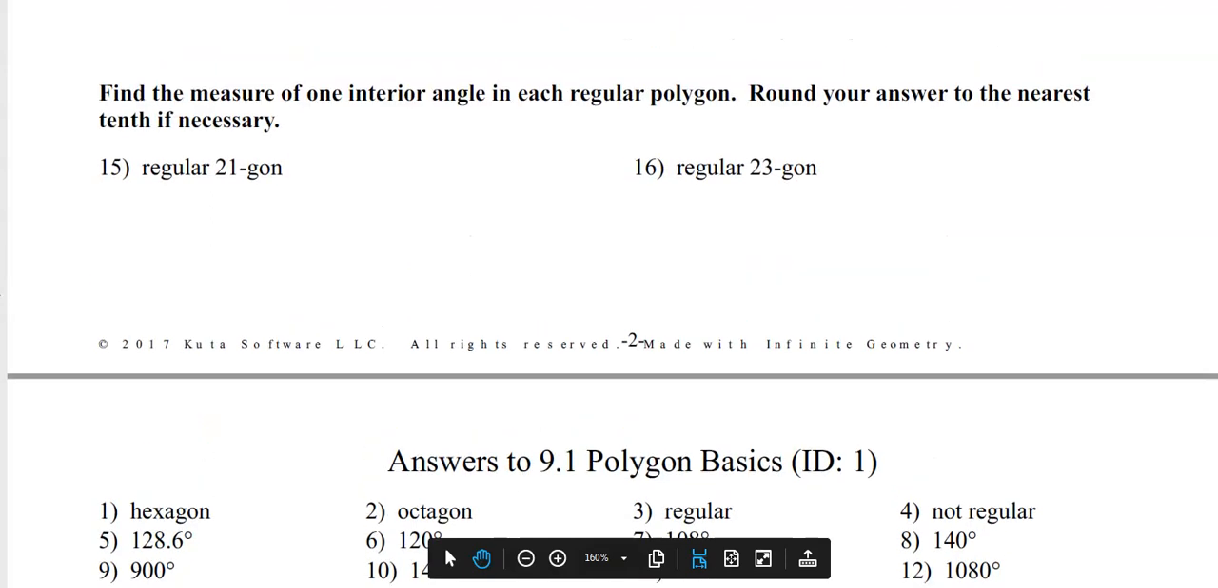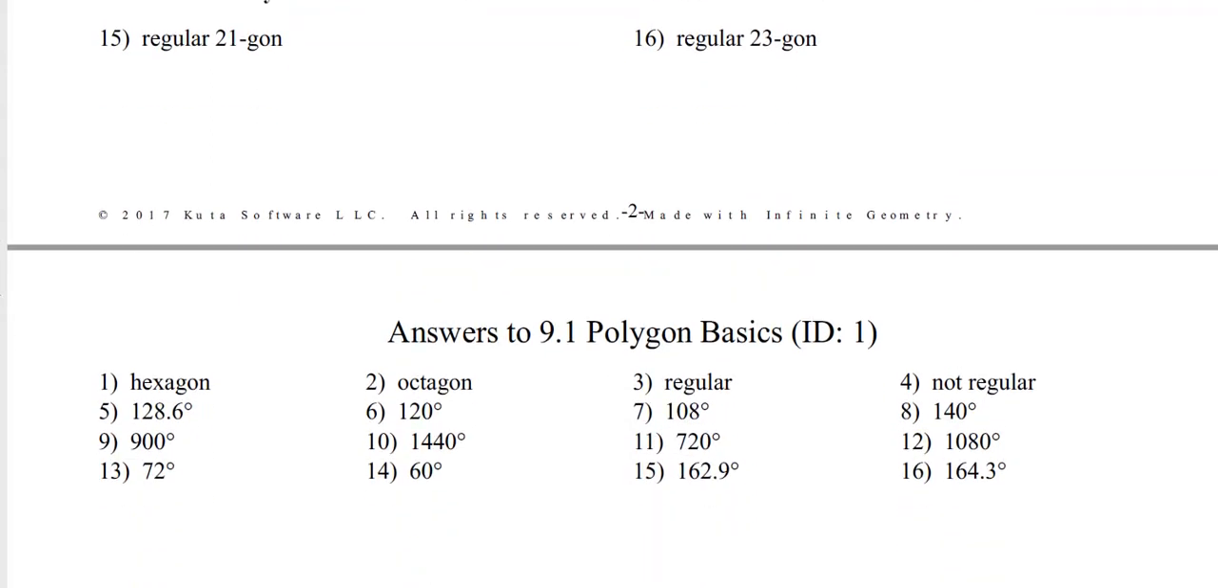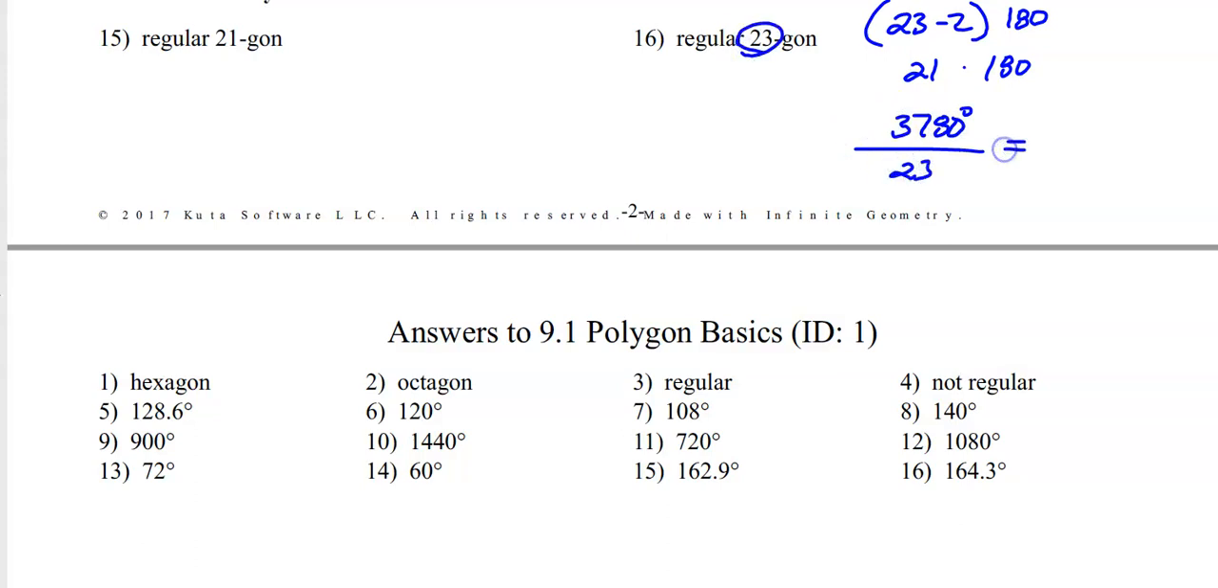So looking pretty good. And number 16, last one, we have a 23 gon. So do this the same way. 23 take away 2 times 180, which is really 21 times 180, which is 3,780. But then I have to divide it by 23 to just get one of them. So divided by 23, 164.3478, which rounds to, boom, 164.3.